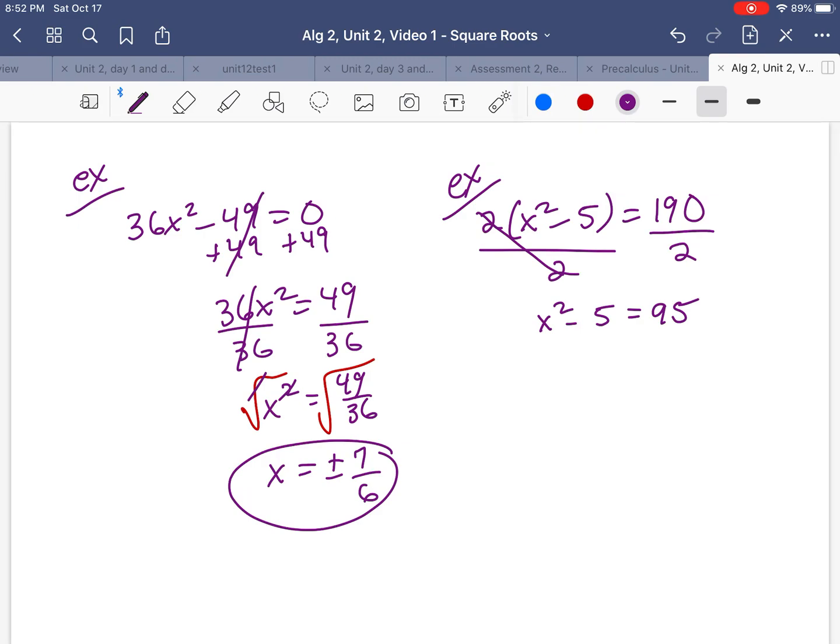All right, and then I'm going to add 5 to both sides, so I get x squared equals 100. And I think I recognize that. Square root. And I get x equals plus or minus 10.